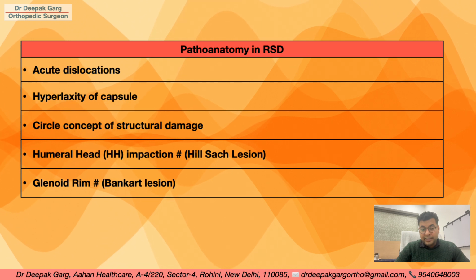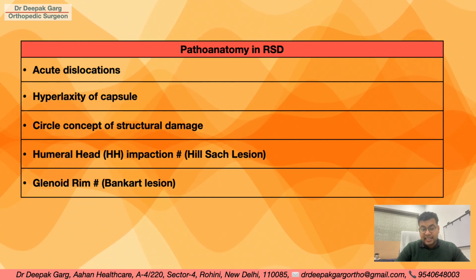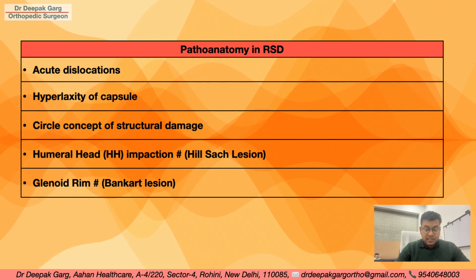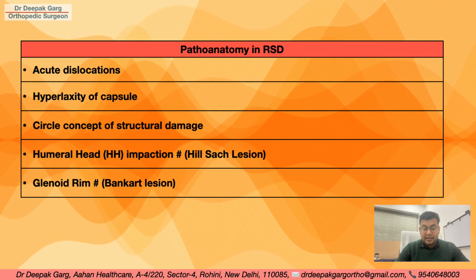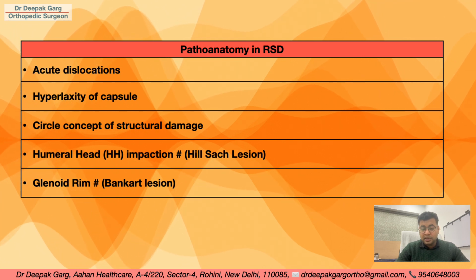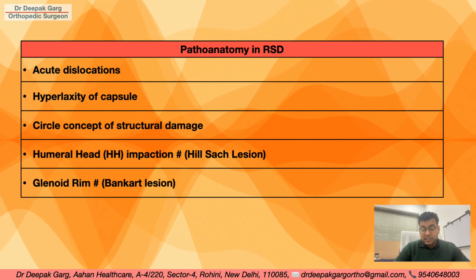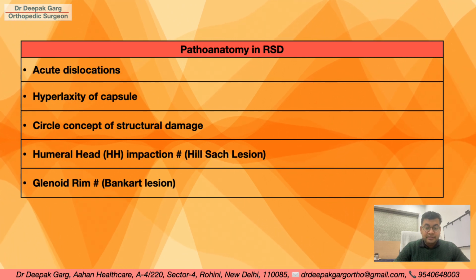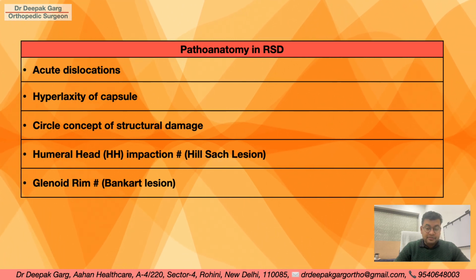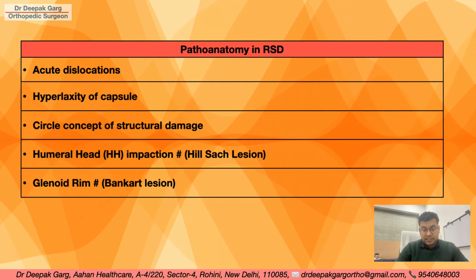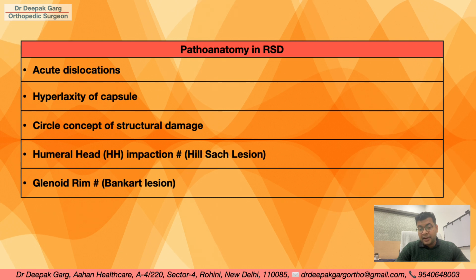Then the other pathoanatomy is the bony lesions, whether a Hill-Sachs or a Bankart, that we have already seen. So these are the regions we should always know when planning for shoulder dislocation patients. Now the patient is coming to us in the OPD with recurrent shoulder dislocations, and we have got the MRI. Now we have the patient with recurrent shoulder dislocations and the MRI report in front of us. How will you plan the treatment?